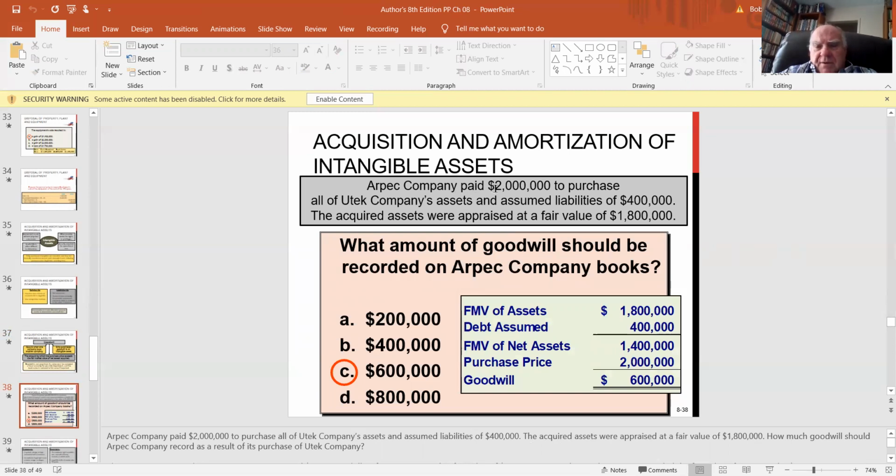RPEC paid $2 million to purchase all of UTEC company. So they paid $2 million. The liabilities on UTEC were $400,000, and the assets were appraised at $1.8 million. So this company had assets of $1.8 million. It had liabilities of $400,000. So the fair market value of everything is $1.4 million. There's our accounting equation. We paid $2 million. And that means we paid $600,000 over the fair market value.